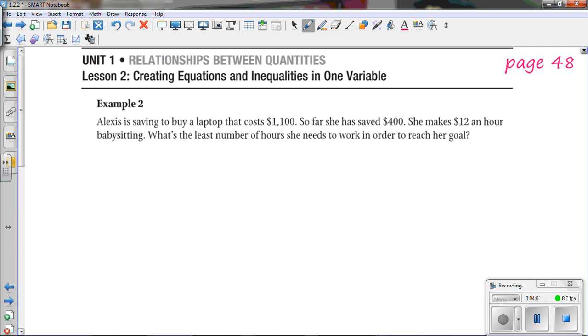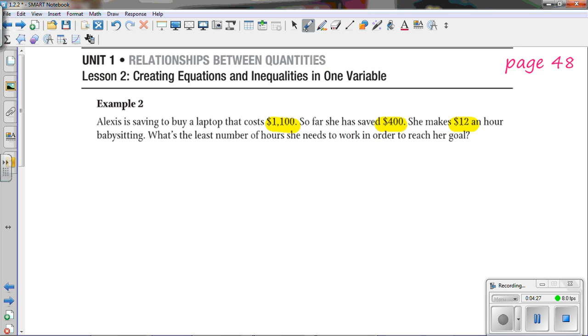Now this one says Alexis is saving to buy a laptop that costs $1,100. So that's a key element. That's her total. So far, she has saved $400, and she makes $12 an hour babysitting. So that's good. And notice we don't have to worry about tax in this scenario. What's the least number of hours she needs to work? So again, if she needs to save $1,100, is it okay to make $1,200? Sure. Then she has some more money left over.